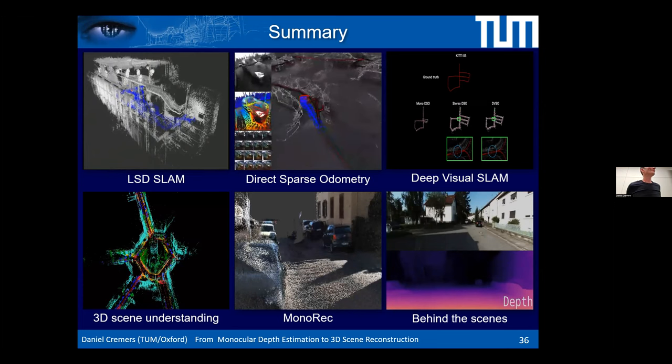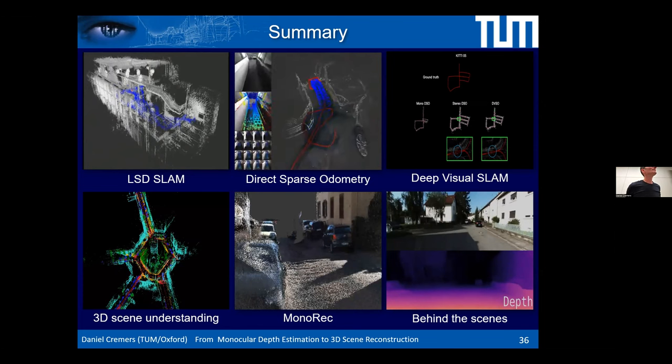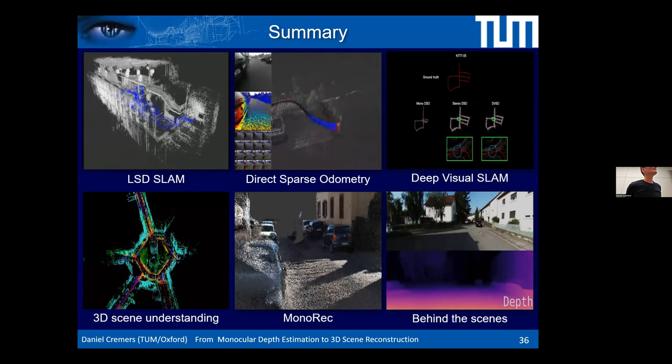Thanks for the talk. You just mentioned your work at the S field. So you take the depth measurement from the deep neural network, and then you introduce another term in your objective function. How do you model the uncertainty of this?